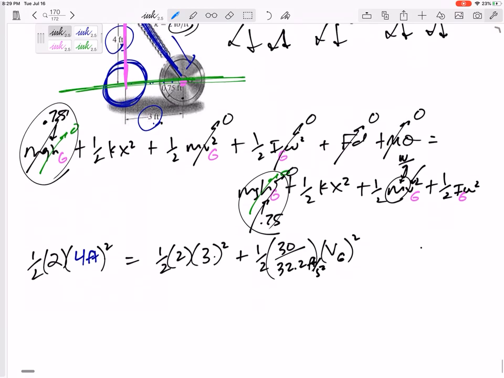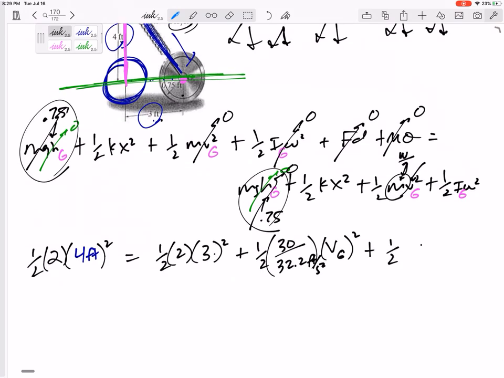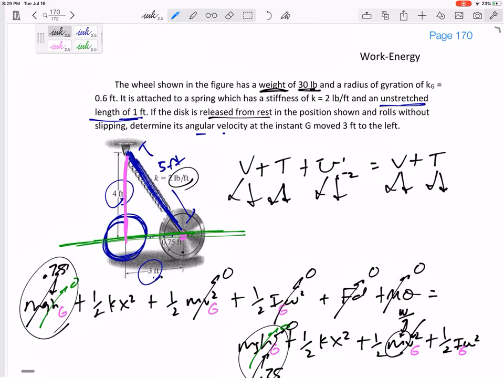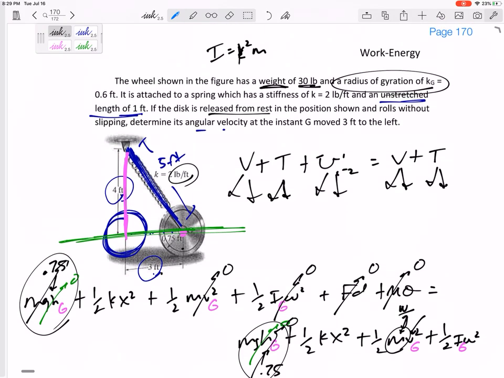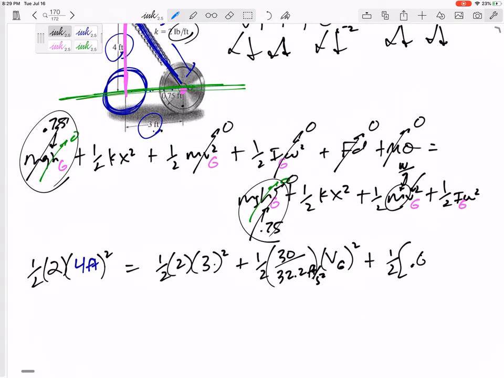I don't think I know that when it's in its final position. Plus 1/2 I. The I was given as a radius of gyration. Remember, radius of gyration, I is k squared times m. And this k is the k of the radius of gyration, not the k of the spring. So this would be 0.6 squared times mass, 30 over 32.2. That 0.6 has to be in feet. Everything has to be in feet. If you got something in inches, I would just convert it to feet if I were you. So that's the I, then omega squared.